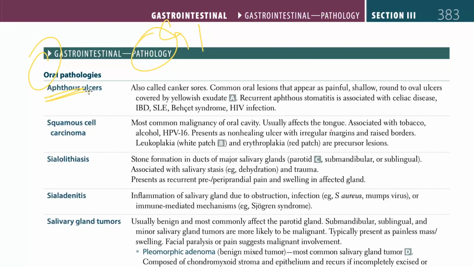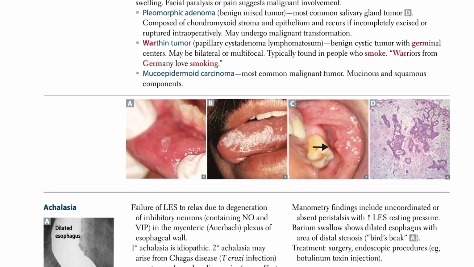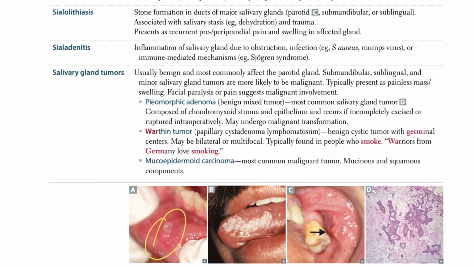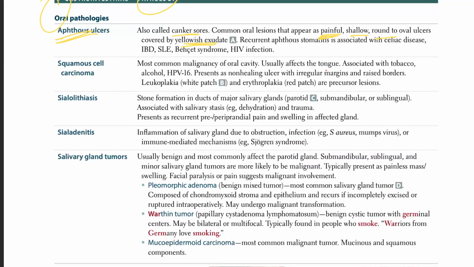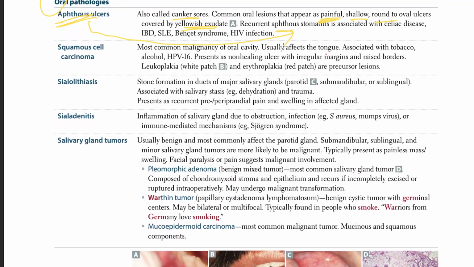What is this called? It's called canker sore. A common oral lesion that appears as a painful, shallow, round to oval ulcer. It is covered by yellowish exudate. Looking at picture A, you have an exudate. Recurrent.